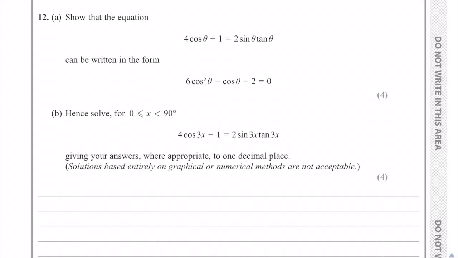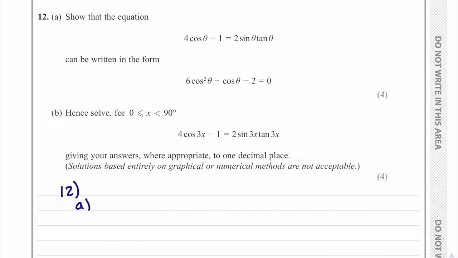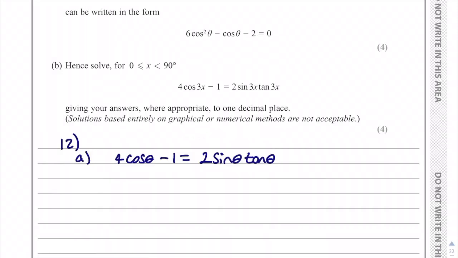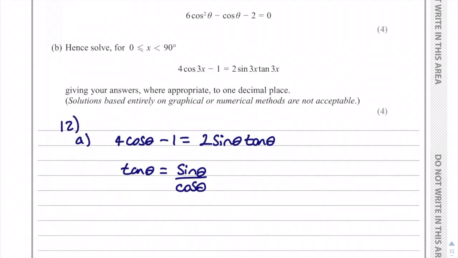So if we write out the equation, it's 4 cos theta minus 1 equals 2 sine theta tan theta. So we can use the trig identity tan theta equals sine theta over cos theta. If I replace tan theta with sine theta over cos theta, I'm going to get 4 cos theta minus 1 equals 2 sine theta, then multiply by sine theta over cos theta.